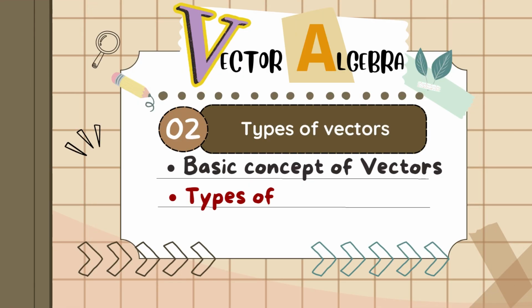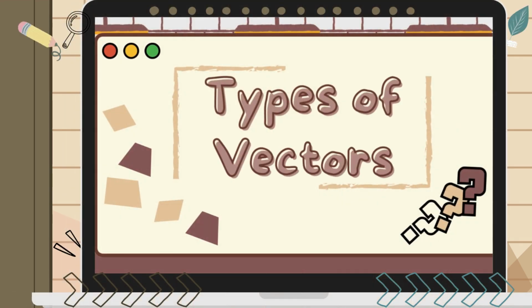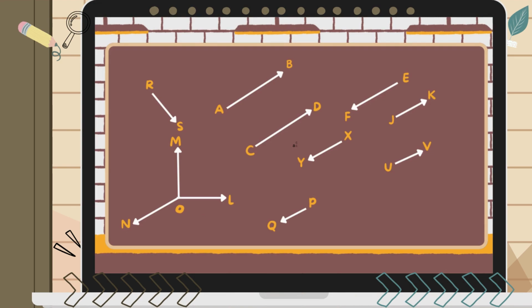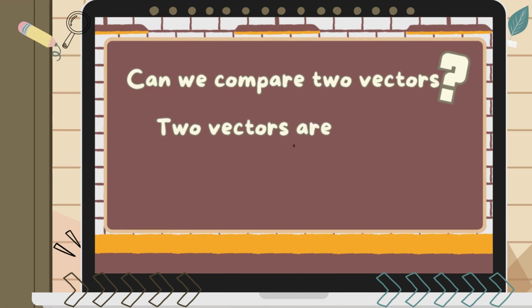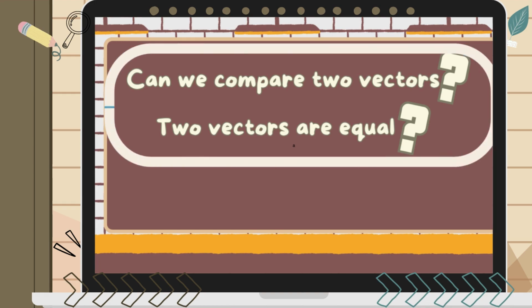We continue to explain the types of vectors. Now here are a few vectors on the screen with different magnitudes and directions. Notice that these vectors are parallel to each other, while these vectors have a common initial point. Now, obviously a question arises in our mind. Can we compare two vectors? Or when can we say that two vectors are equal to each other? In this video, we will understand this and we'll also look at different types of vectors.